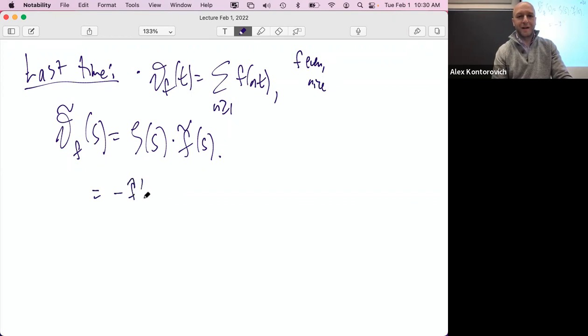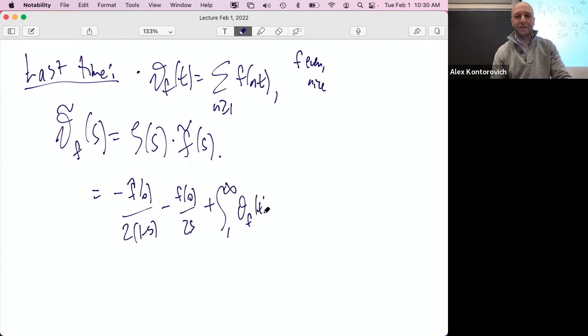This is negative f hat of 0 over 2, 1 minus s, minus f of 0 over 2s, plus the integral from 1 to infinity of theta f of t, t to the s, plus theta f hat of t, t to the 1 minus s.